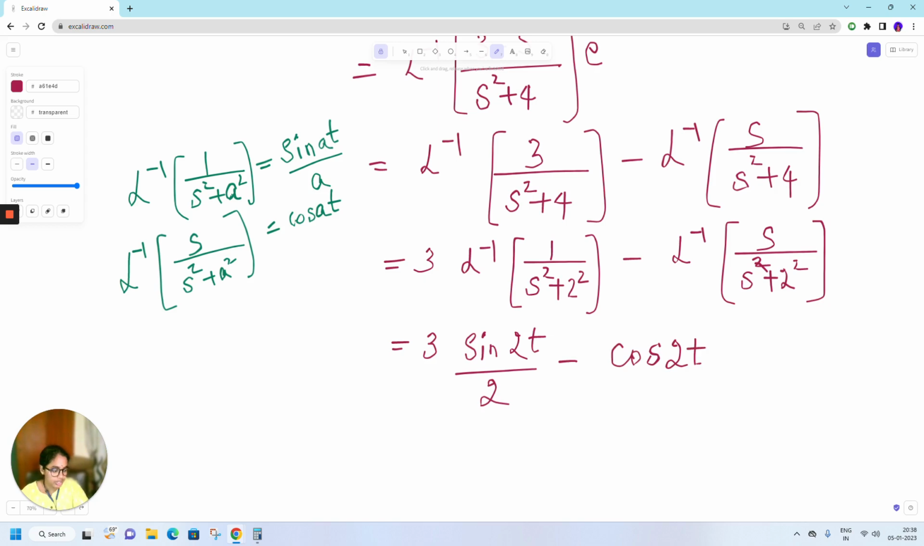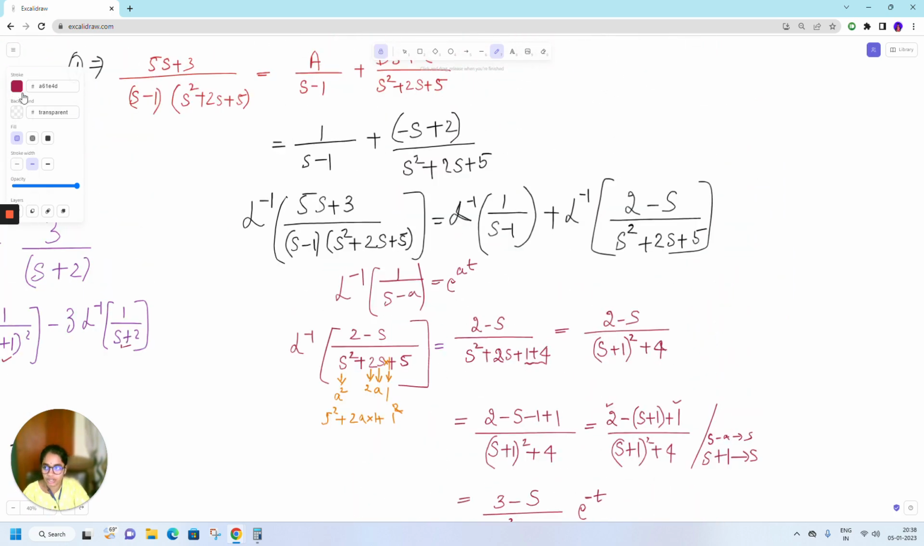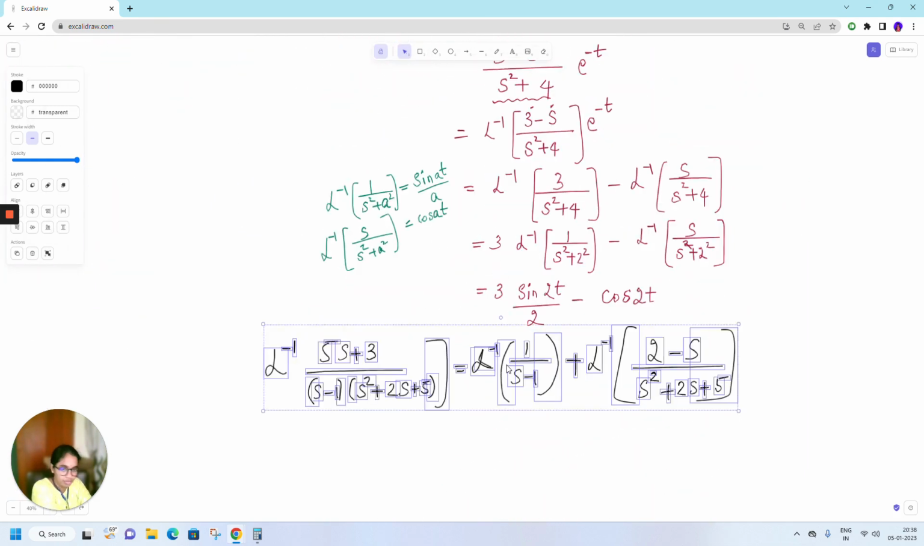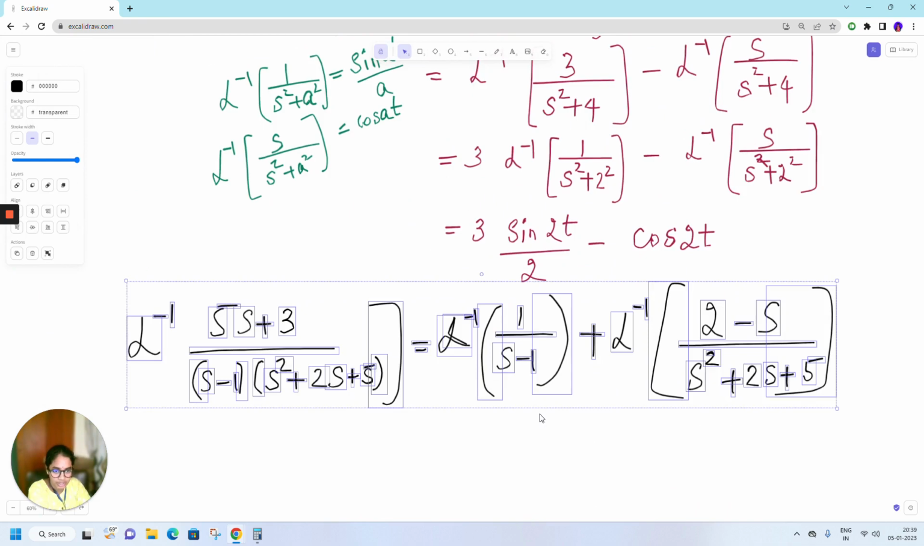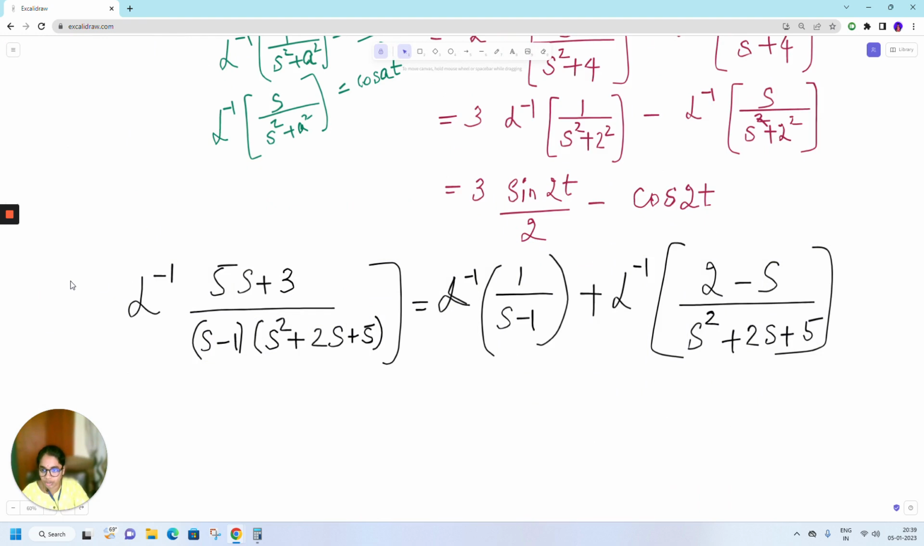Where should I substitute this now? I would have to substitute this value in this equation. Let me name this equation as, say, equation number 2. Yes, this is our equation number 2, correct? So now what should I do?